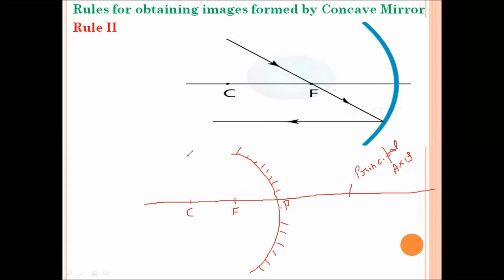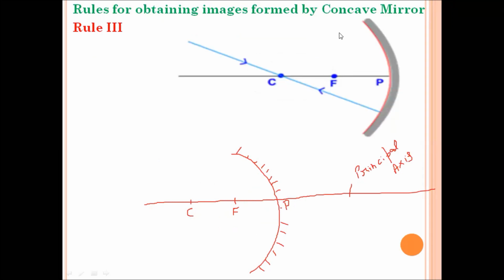Rule number 2, if any ray passes through the focus of a concave mirror, then it will go parallel to the principal axis. Third rule states that if any ray passes through the center of curvature of a concave mirror, then it will retrace its path.